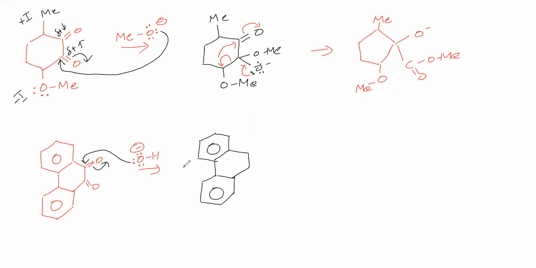Here we can write like this. This double bond O becomes O minus and here OH will be there. Here we will give the double bond O. Okay, so next step we will see.